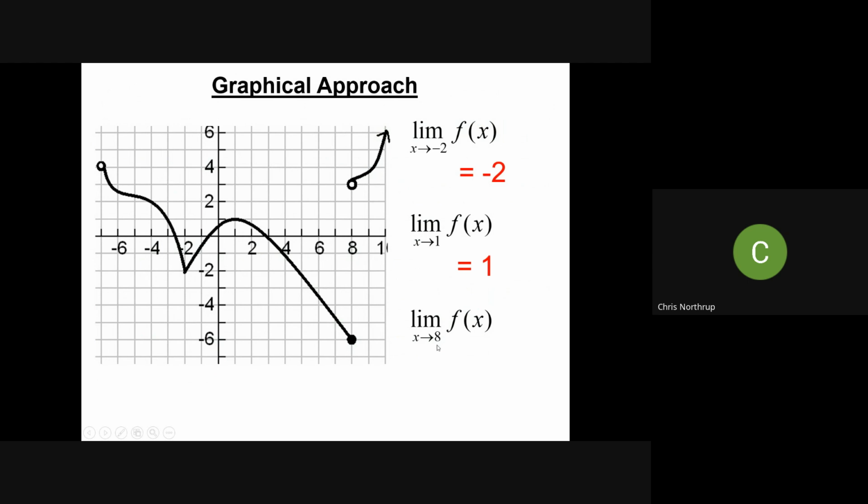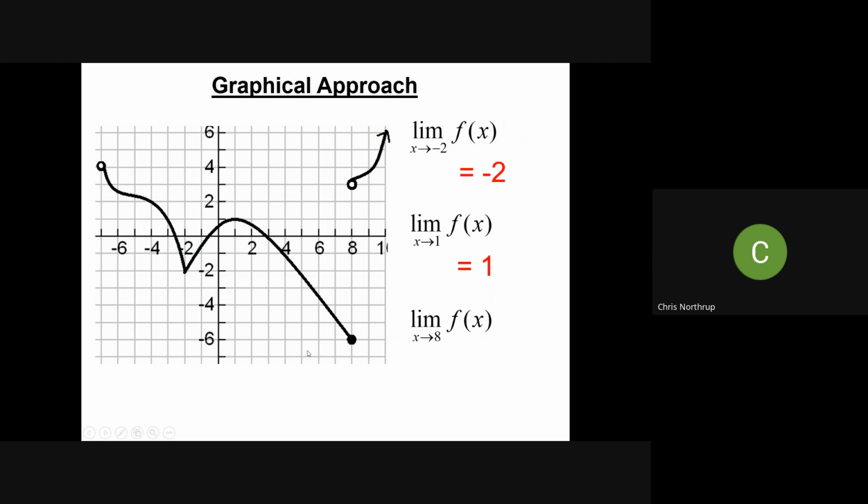Now let's say I'm going to 8. As I go to 8 from the left, it seems like my y values are approaching -6. So I would say that the left-hand limit, we'll talk more about the notation and how we express that in class, but the left-hand limit, as I'm coming from the left and approaching 8 in the x direction, my y values are -6. So the left-hand limit is -6, but then the right side, as I come from the right, approaching 8, my y values are getting really close to 3.